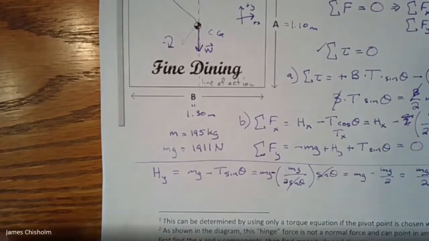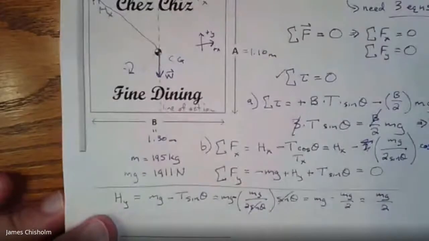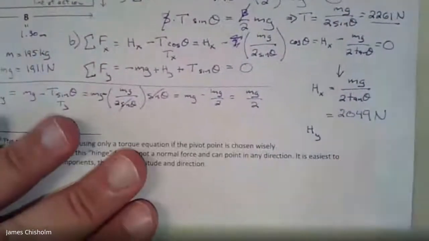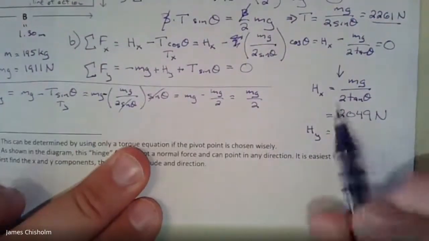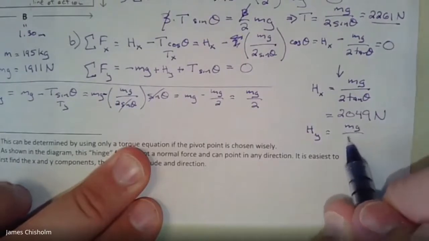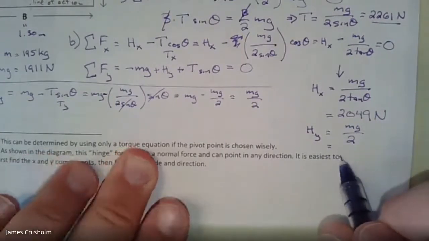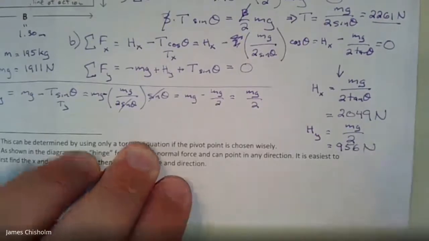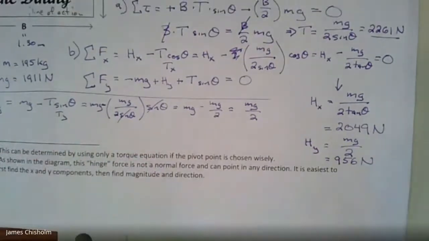Not only that, but if we looked at what we were doing in the first place, our ty, that's what this thing was over here, our ty is also equal to mg over 2. So in fact, our hy, you can't see that. Let's make it so you can see that. Our hy is equal to mg over 2, or just half of the weight, 956 newtons. So those are our two components.